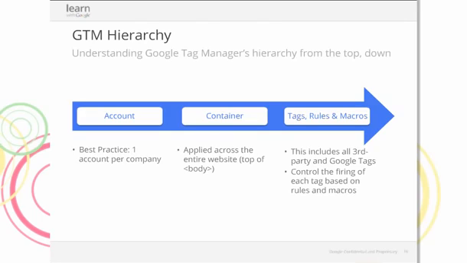Secondly, within an account, you can have multiple containers. And we recommend having one container per domain. So say, for example, that we were going through earlier, we recommend having one container per region-specific site. And again, we also recommend having the Google Tag Manager snippet at the top of the body. Then, from within the container, this is where you add your tags and you apply your rules and macros. This is essentially where you manage the conditional firing of both Google and third-party tags.